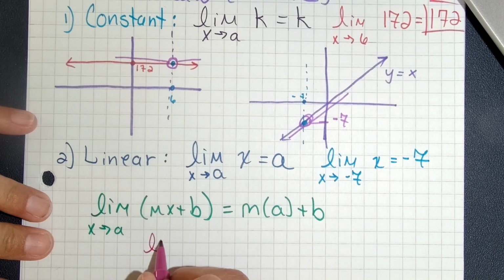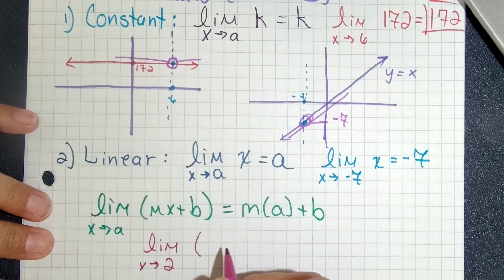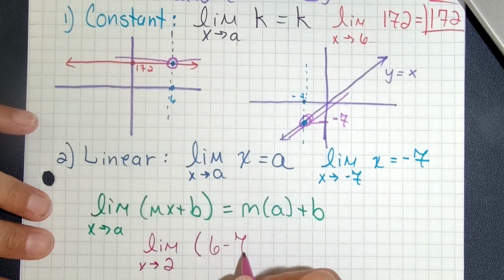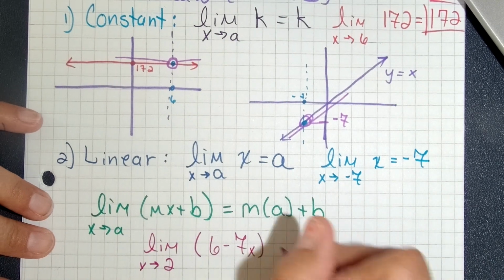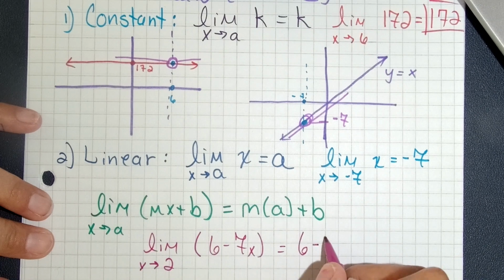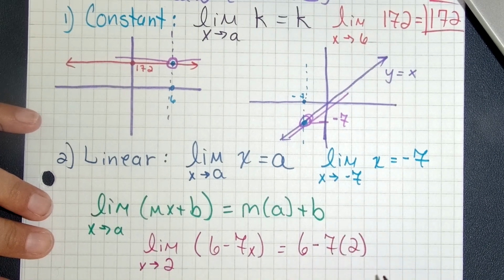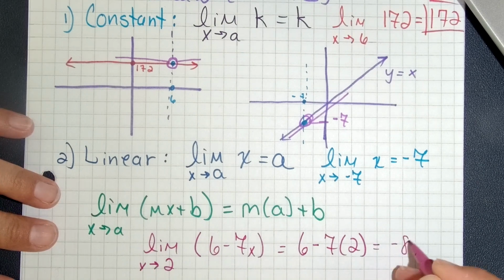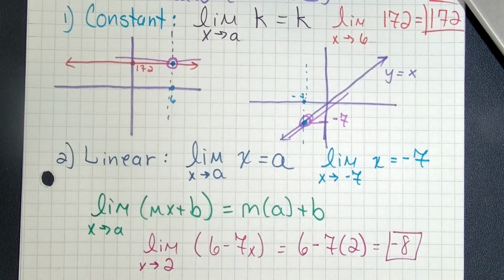So for example, if I have the limit as x approaches 2 of 6 minus 7x, that's just going to be 6 minus 7 times 2, which is -14 plus 6, which is -8. So that is my limit of that.